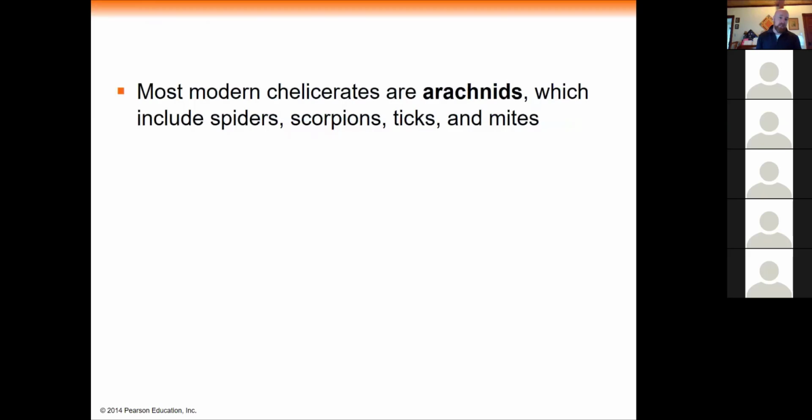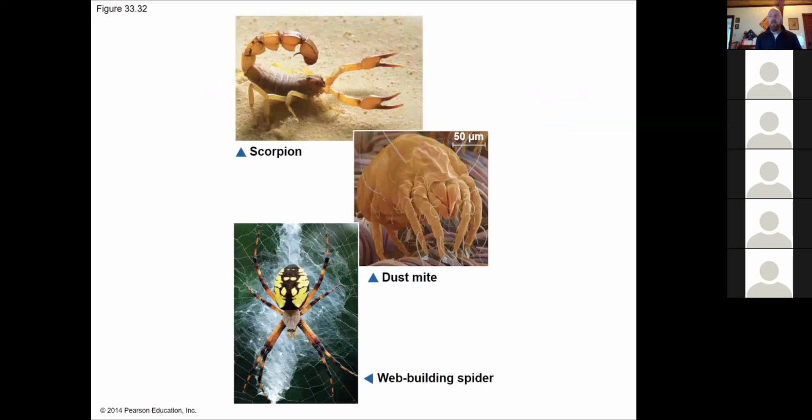Most of the modern chelicerates now are known as arachnids: spiders, scorpions, and ticks, as well as some of the mites. So there's your scorpion, again, fused cephalothorax, but then the abdomen region is very segmented. But then in the spiders and mites, we have the abdomen being fused into one big lump. So there's a web-building spider, something like a common garden spider that you would find in the fall.